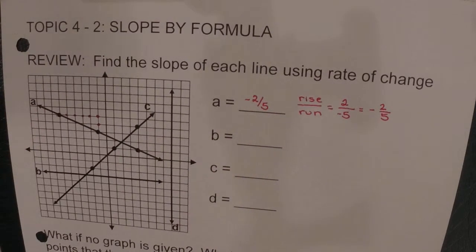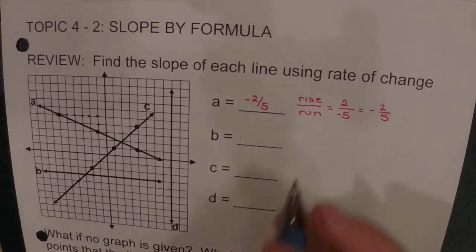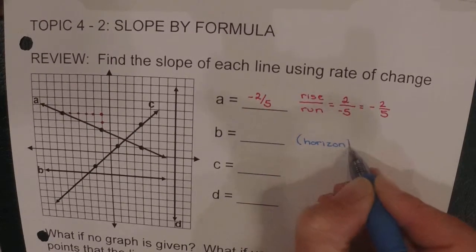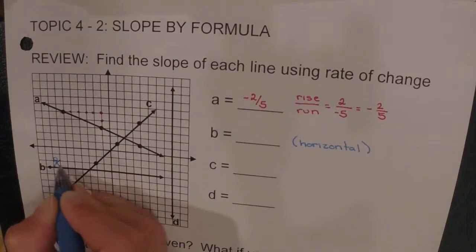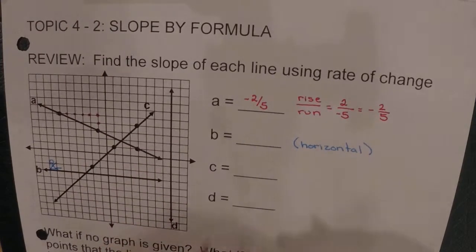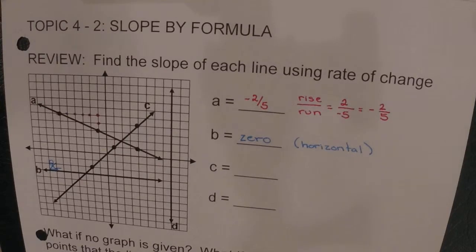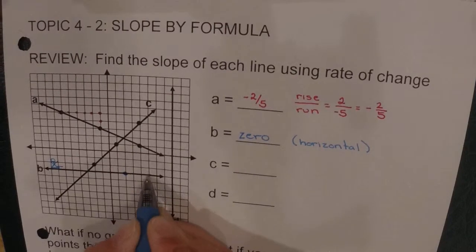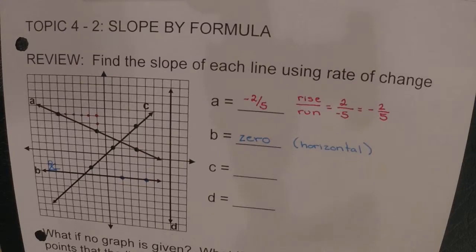So now let's look at B. Notice on B, they didn't even give you any points. That's because at this point, you should recognize that this is a horizontal line. And if we go back to our little skier, here he is, this is absolutely no fun. So this is our 0 slope. Now, you could actually pick some points if you wanted to and find the slope, but it should be easy enough for you to figure out that it has 0 slope.